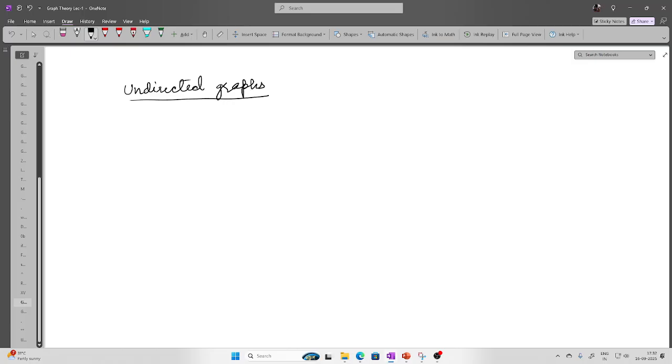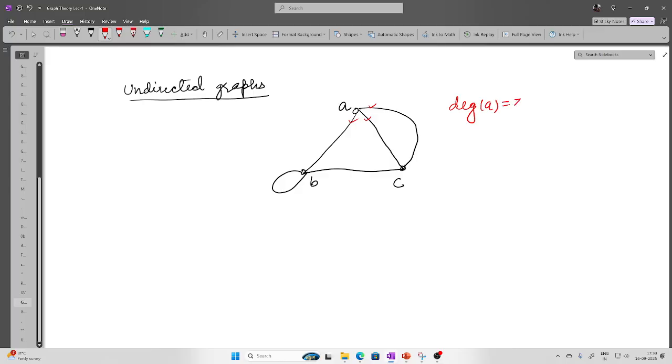we have to simply count the number of edges at a particular node. So consider we have this particular graph, A, B and C. Three vertices are there. Then we will be counting the number of edges at any particular node. So here it is 1, 2 and 3. So the degree for vertex A will be 3.